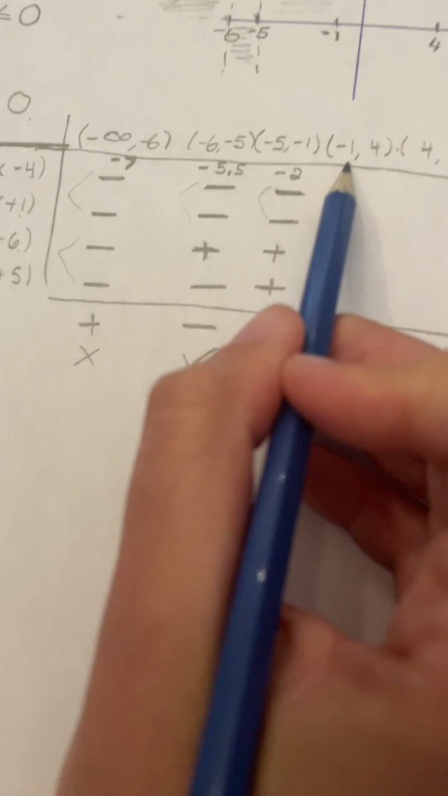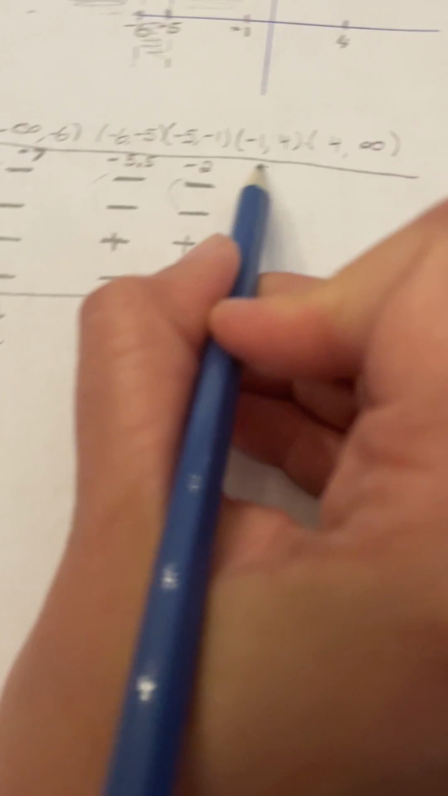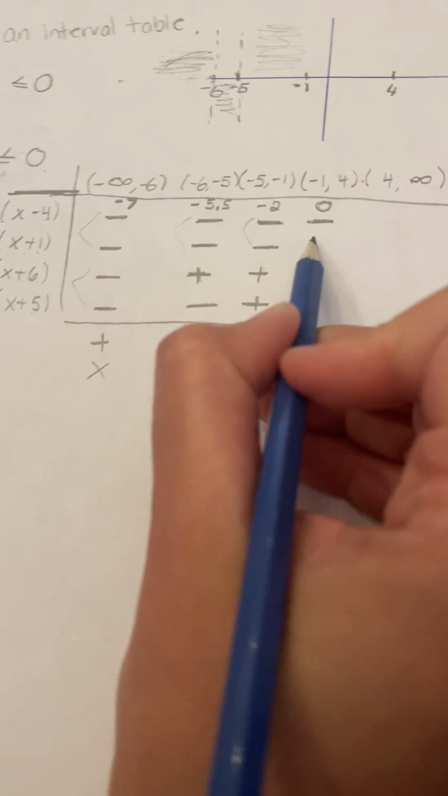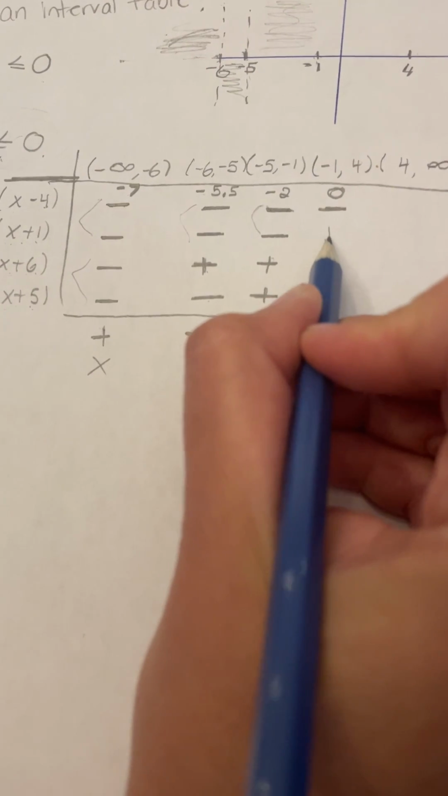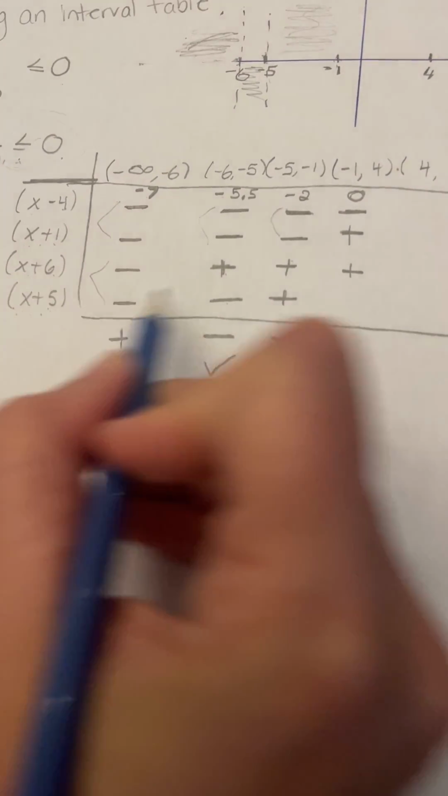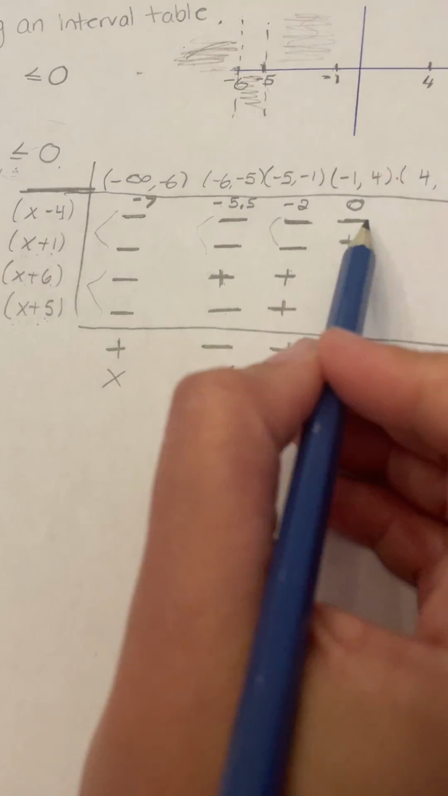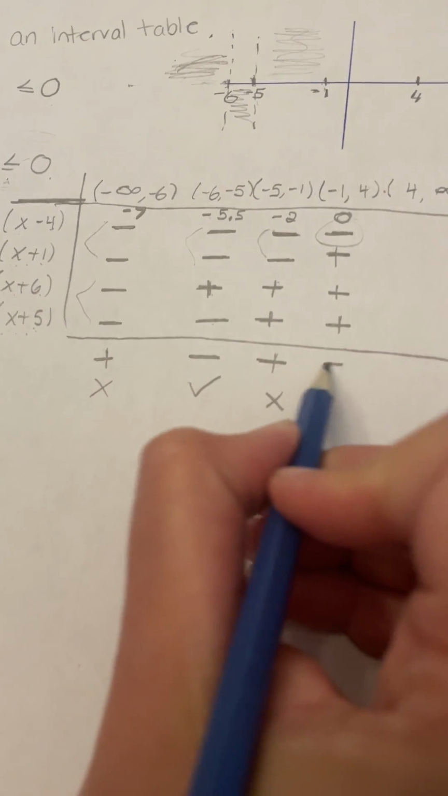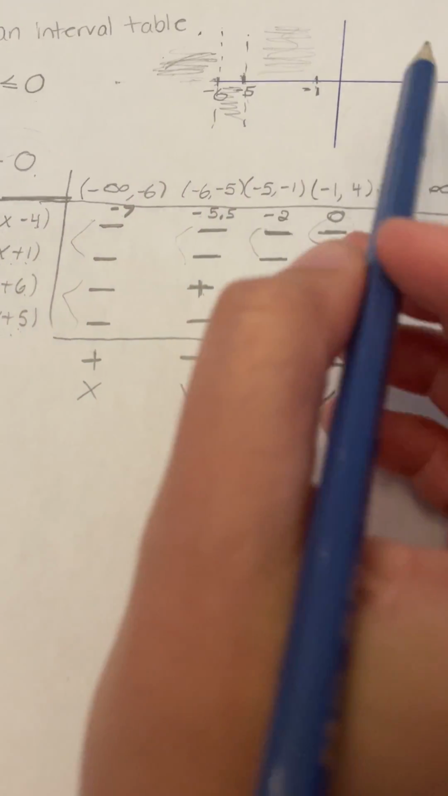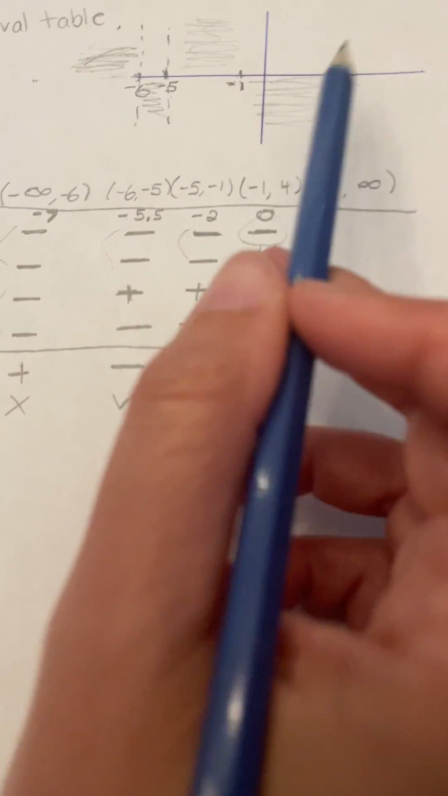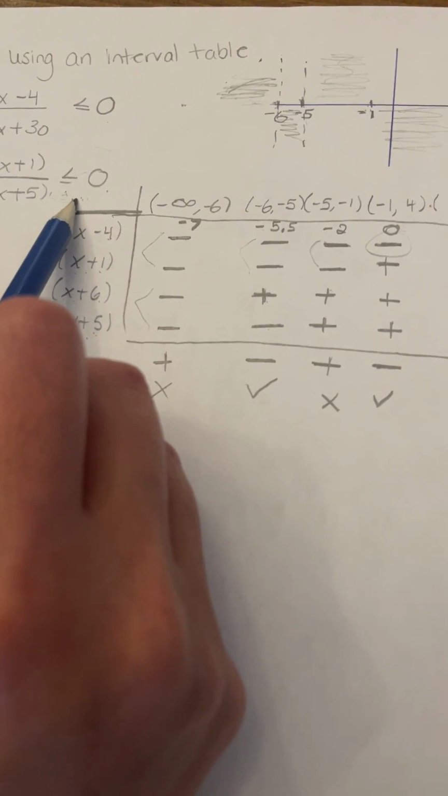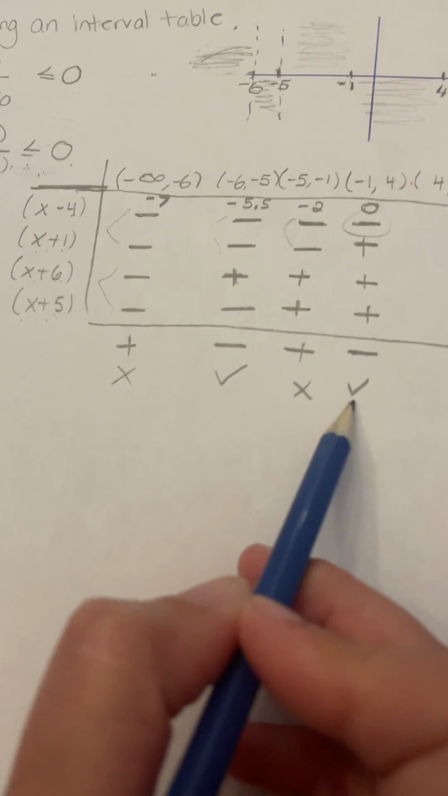Don't want it. Pick a number between -1 and 4. Let's pick 0. 0 subtract 4 is a negative. 0 plus 1 is a positive. 0 plus 6 is a positive. 0 plus 5 is a positive. Unfortunately, we got one negative here, which means our answer is going to be a negative, which is actually what we want. It's going to be below the x-axis here somewhere. Between -1 and 4 is below the x-axis. So that satisfies this less than or equal to 0. So that's a good one.